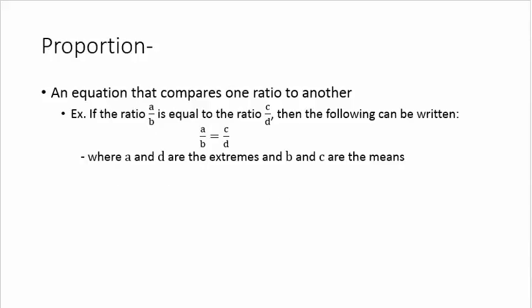Also, a proportion is an equation that compares one ratio to another. So, for example, if the ratio of A to B is equal to the ratio of C to D, then the following can be written: A over B would be equal to C over D. And the two other definitions here are extremes and means. So A and D are the extremes, the top of the first ratio with the bottom of the second, and B and C are the means, so the bottom of the first and the top of the second.